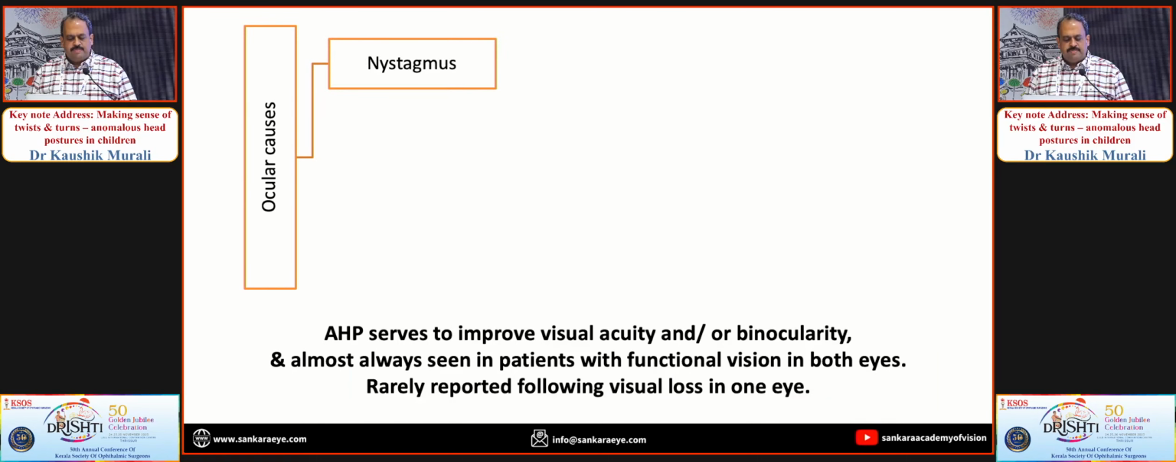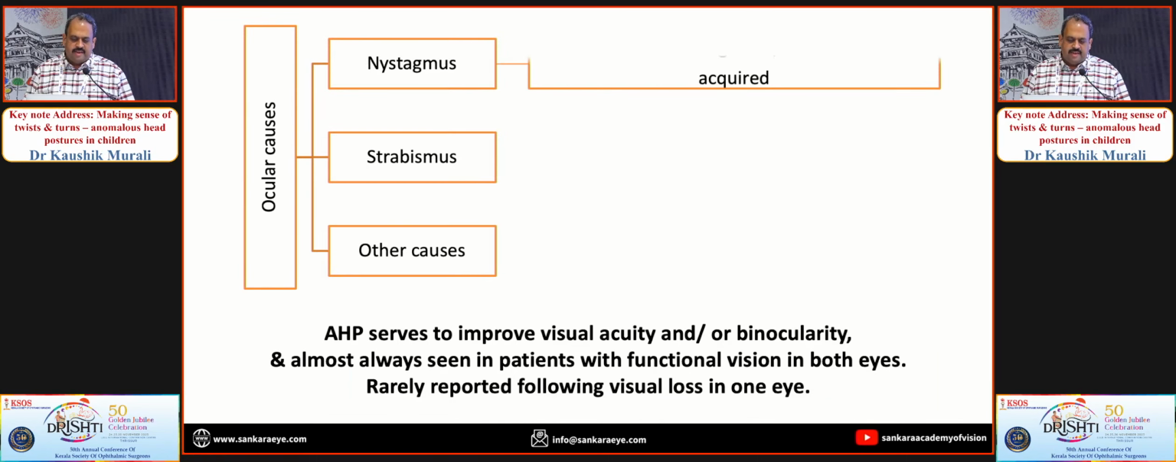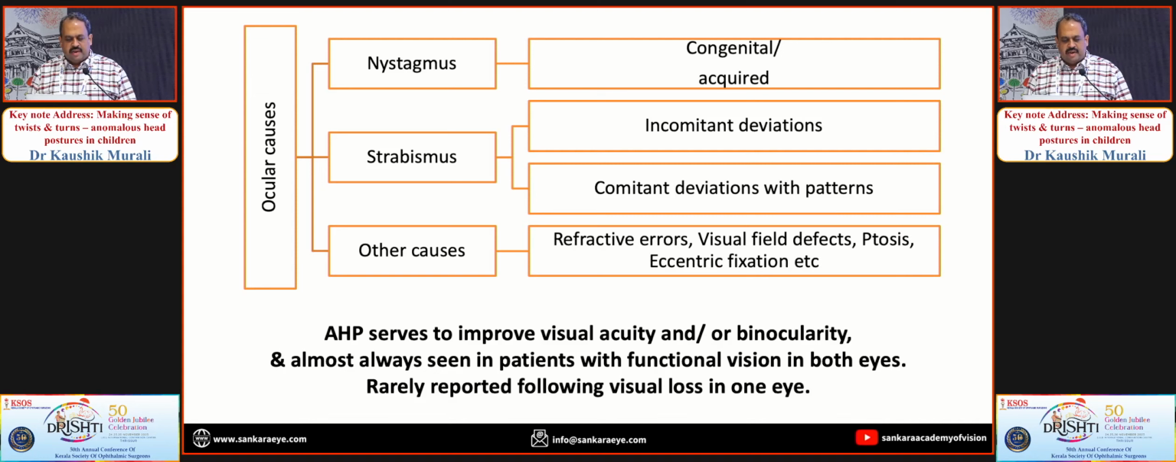Now, an AHP can happen in a variety of ocular causes, right from strabismus, nystagmus, to refractive errors and field defects. Why does this happen is again very simple. It will happen if the child can actually improve their visual acuity or binocularity. AHP in a child indicates that there is possibly functional vision in both the eyes, especially in infants where you see a tilted head. You can relax a little bit. That means the child is possibly using both the eyes, and to maintain binocularity is why they are adopting that particular posture.